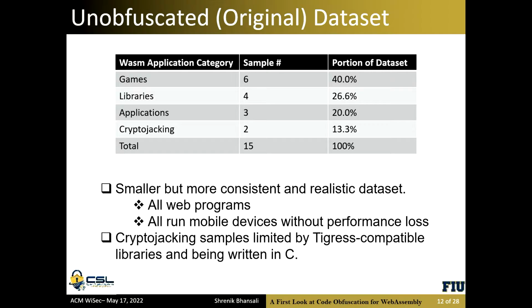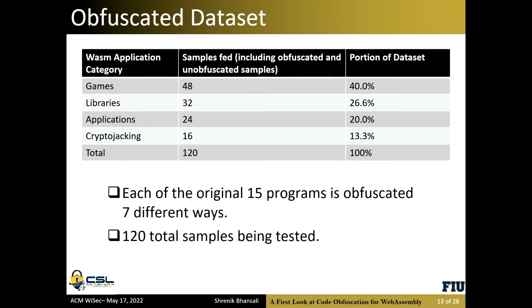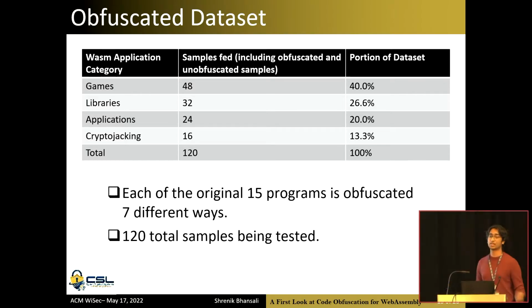The second is that for samples that were written in C, sometimes they use libraries that weren't compatible with our Tigris obfuscator. Of course, you can make your own obfuscator that would be able to be compatible with those libraries, but that was out of the scope for this study, as it was just a preliminary evaluation of the effect that obfuscation can have. Once our dataset was obfuscated, you have the breakdown here.